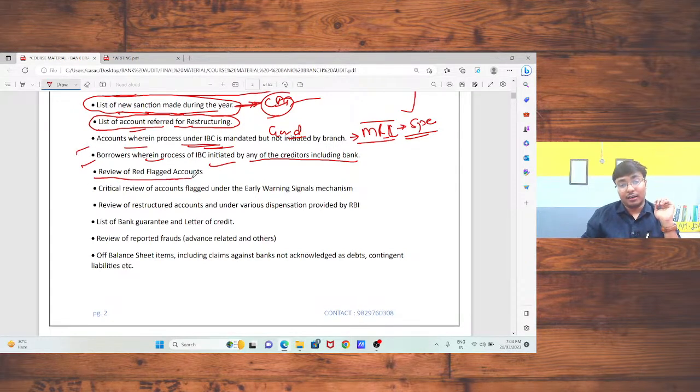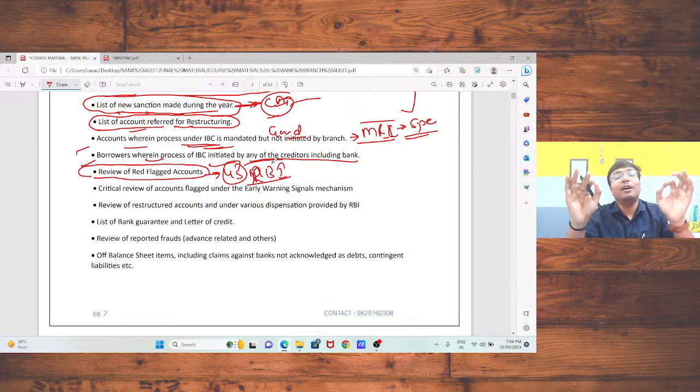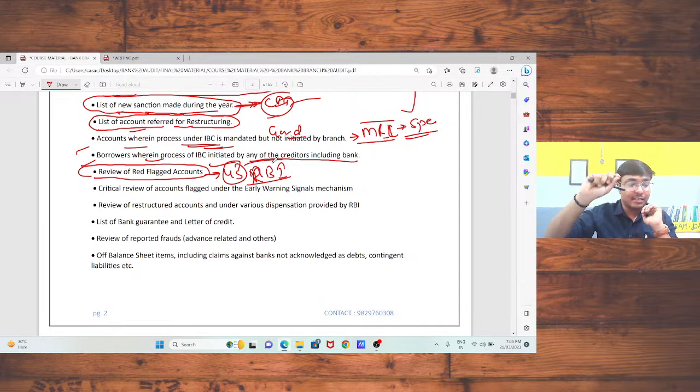Review red flag accounts. Sir, how does one account have to be classified as a red flag? So we are going to discuss that. There are 45 indications given by RBI, and if those indications are there, in that case classify that account as a red flag. So at the time of bank audit, it is our responsibility to check whether those 45 points are triggered or not. Okay, sir.